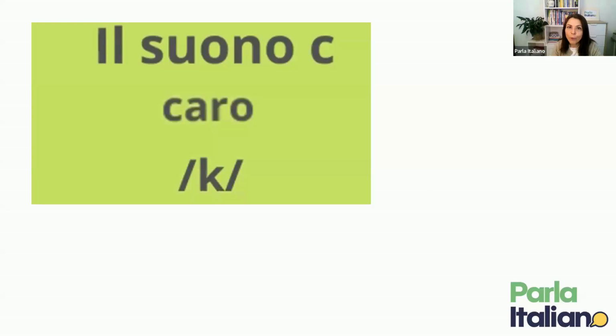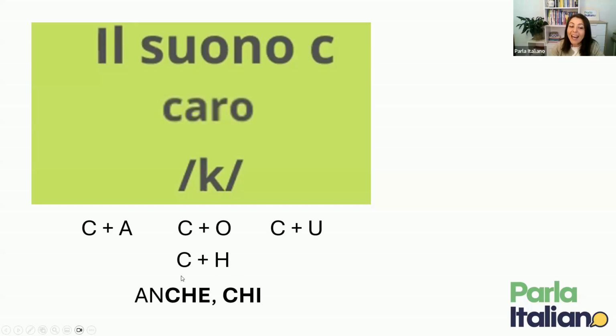So let's have a look at the rule of pronunciation. And of course, it is with C plus A. So that makes the sound ka. When you have C plus O, that makes ko. And when you have C plus U, that makes ku. But also C plus H, C più H, and that will always be followed either by an E or an I. And the sound will be, for example, anche or chi. Okay? So this is your hard sound k.